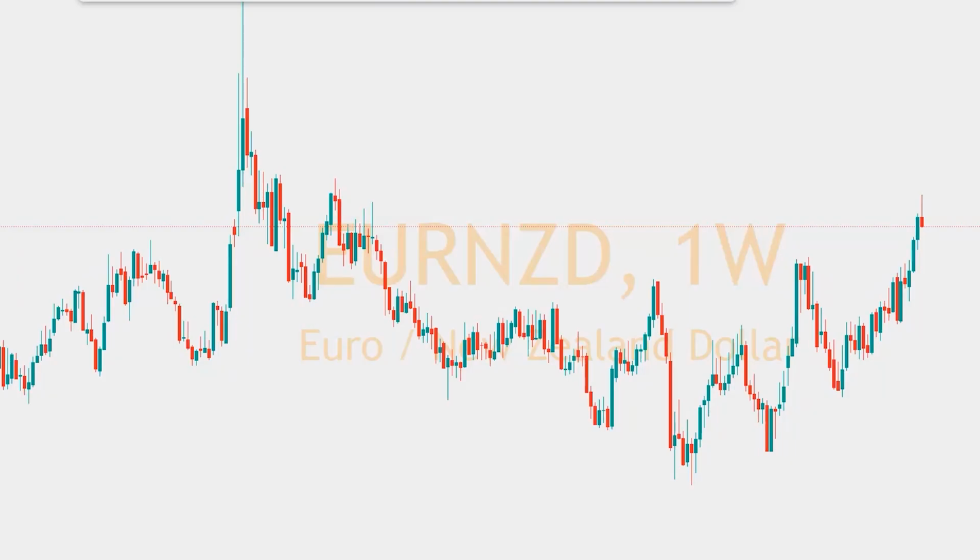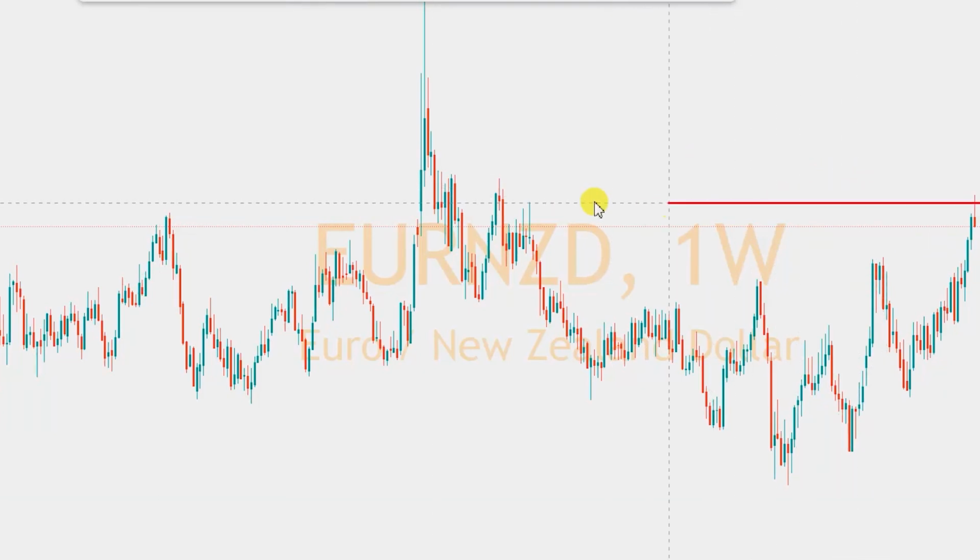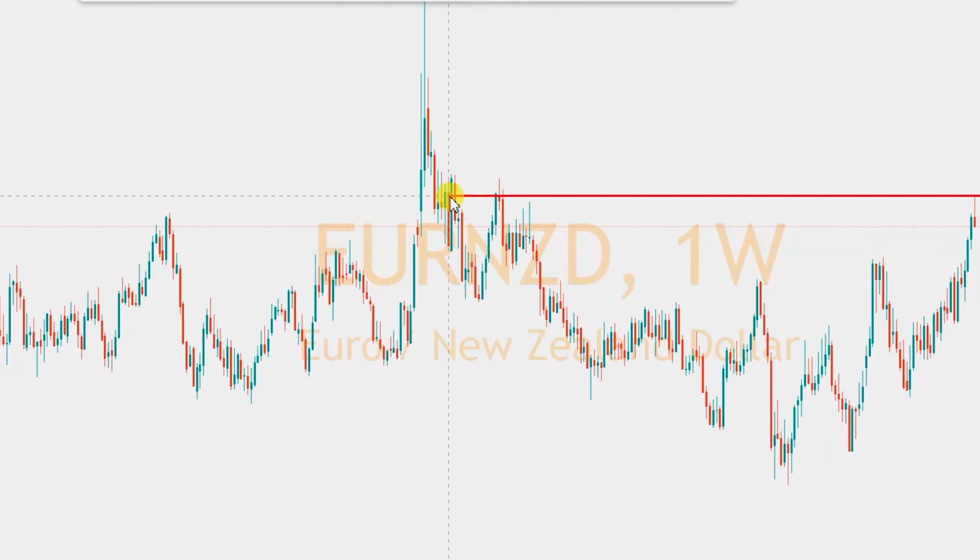All right, guys. So on EURNZD, on the weekly time frame, we can see pretty much the same thing happening, the same thing that we saw on Euro Dollar. We can see this rejection over here on this weekly level, and then moving further back towards the left-hand side to see if it has previously happened before. All right. So we can see how it has literally happened before.